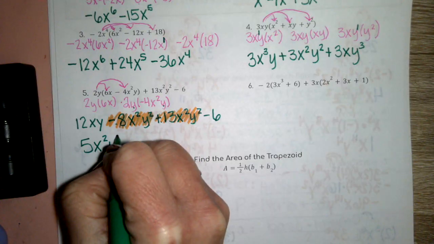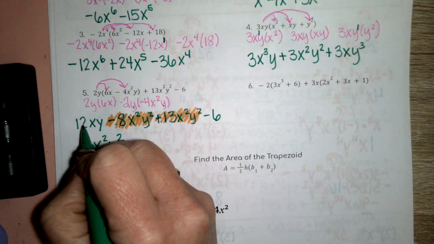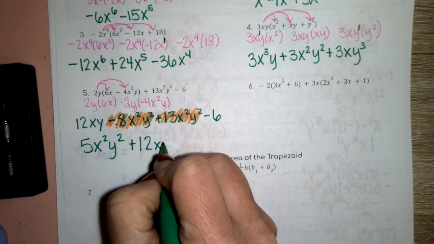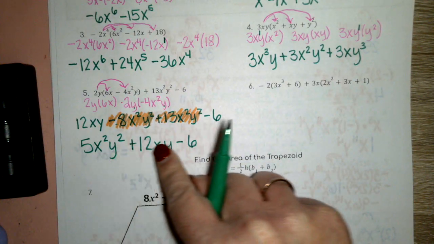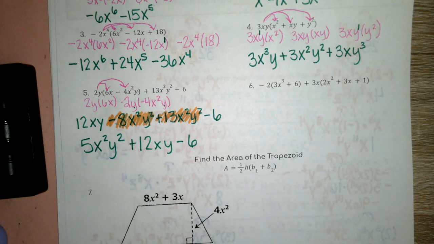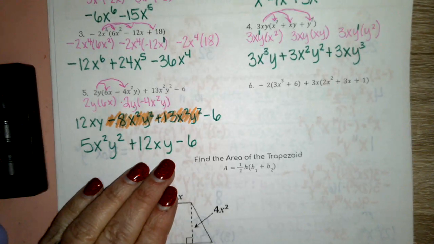squared y squared. The next highest exponent is a 1, so that makes it positive 12xy minus 6. That's in standard form. We had to rewrite that one to make it in standard form. And now it is in standard form, so you're good to go on to the next problem.